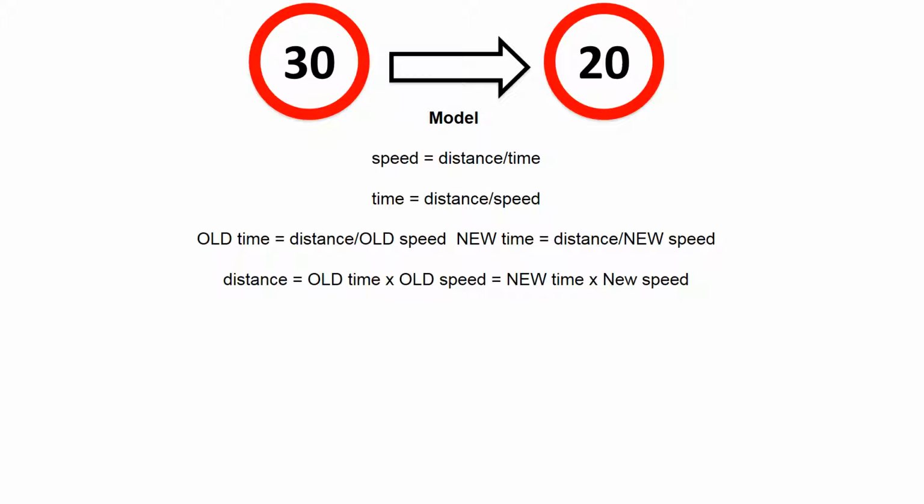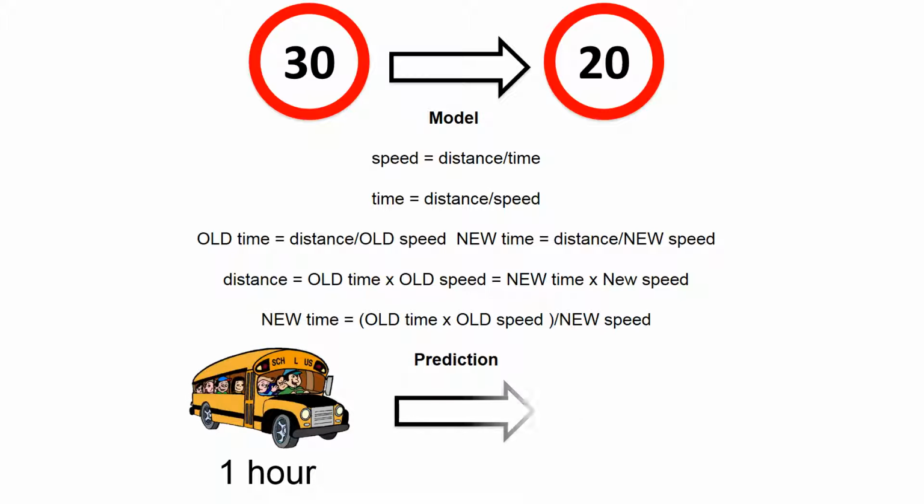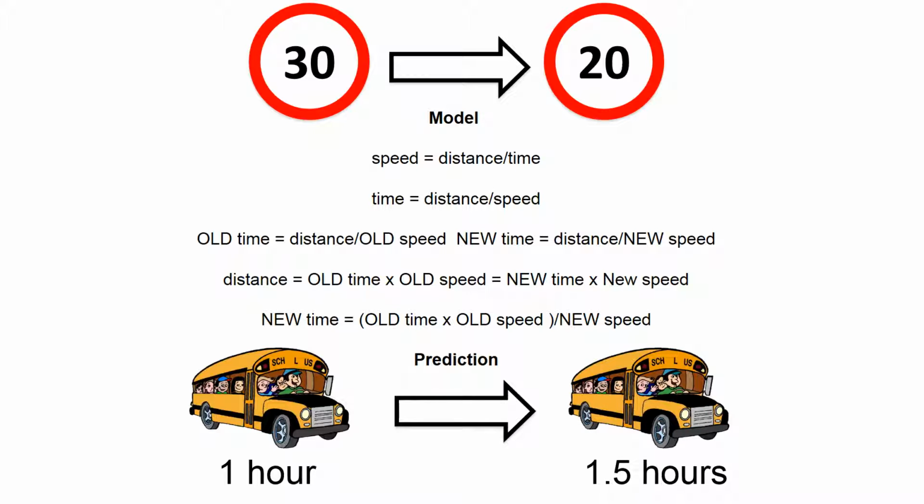So now we've got one equation which we can rearrange, because this is equal to that, and that gives us the new time without even needing to know how far the journey is. It's the old time times the old speed, all divided by the new speed. In this case, we're taking the old time, which was an hour, and multiplying it by 30 and dividing by 20. So we're basically multiplying it by 1.5. So this gives the prediction that the 1 hour journey will now take 1.5 hours.